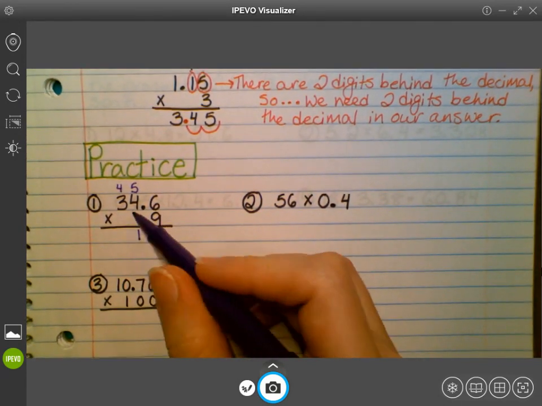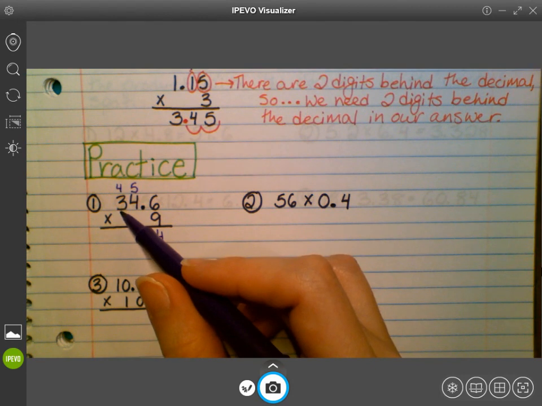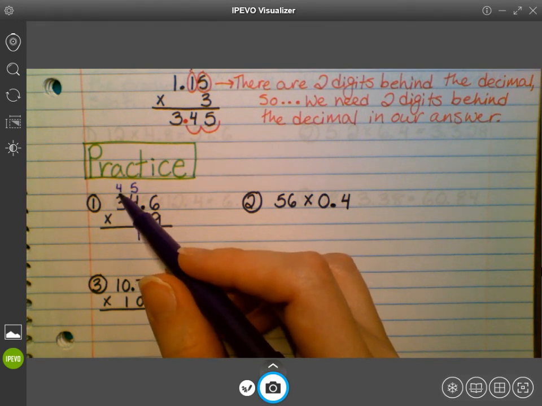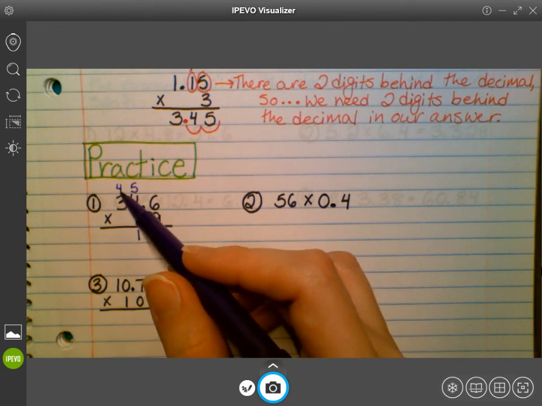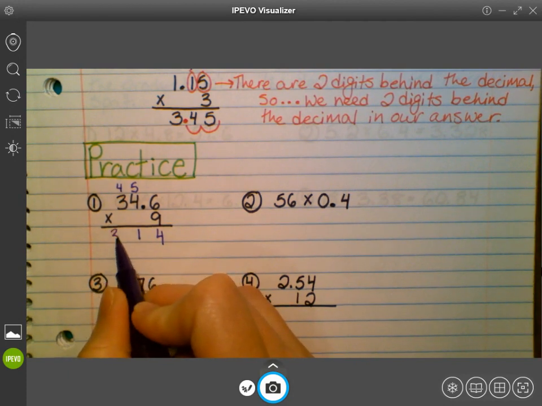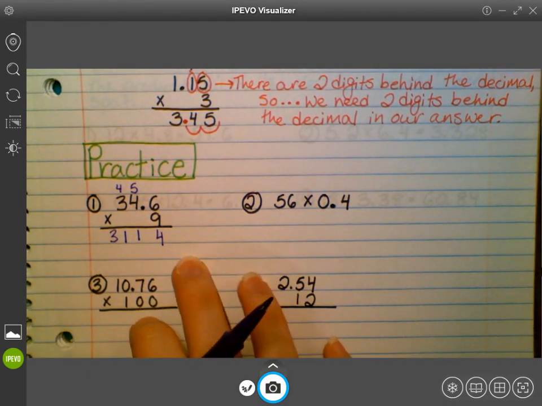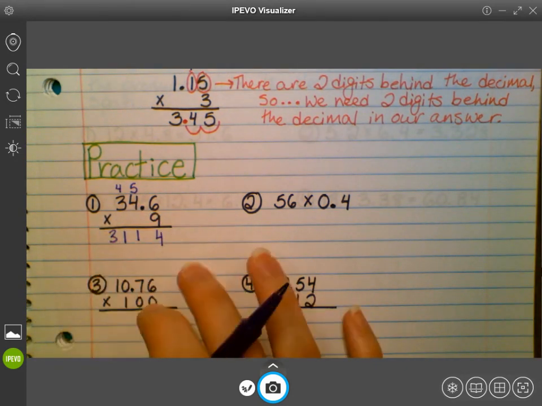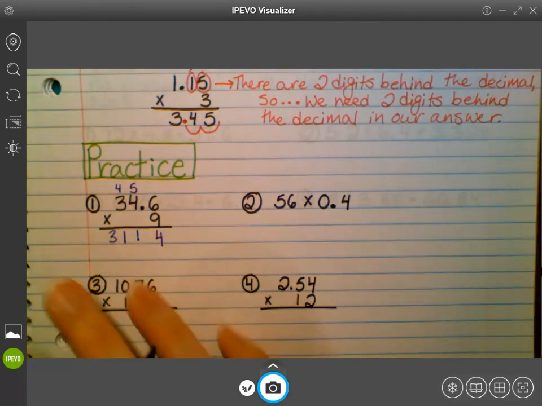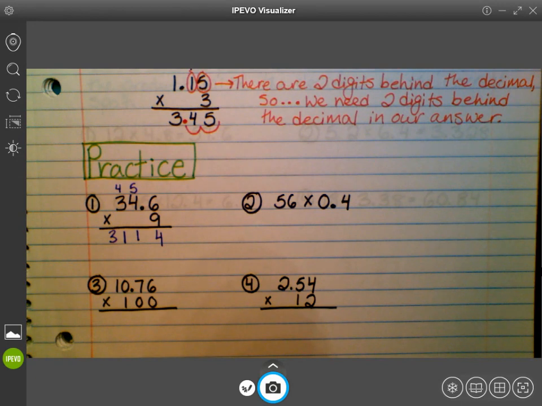What is 9 times 3? 27. Plus 4? 31. So 3, 1. All right. How many of you got 3, 1, 1, 4 when you did this part? You got 3, 1, 1, 4. Awesome. Then we need to figure out where that decimal goes.